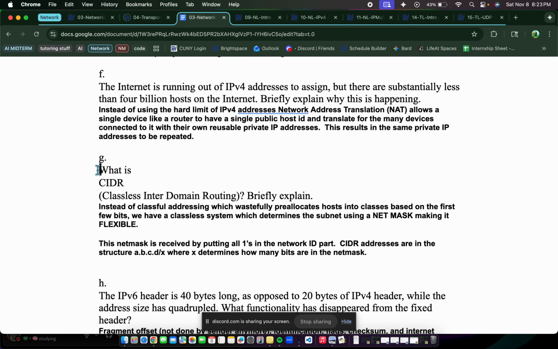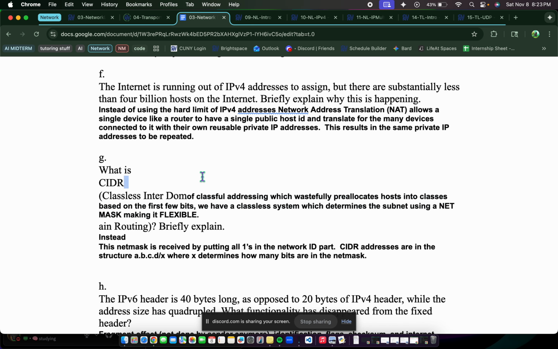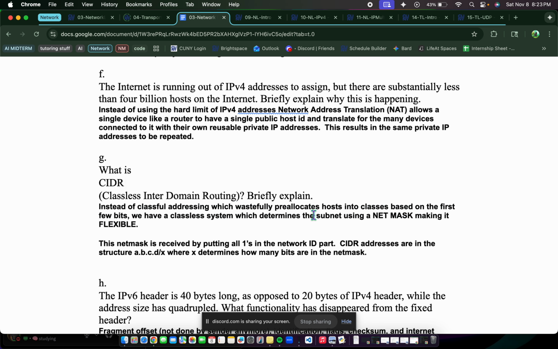Anyway, what is CIDR? Classless interdomain routing. So we have two things, classful addressing and classless. Classful is the one that allocates the address ranges based on the first couple of bits, right? There was one where if it starts with 10, it's an A address. If it's 110, it's a B address. Continue on and on.